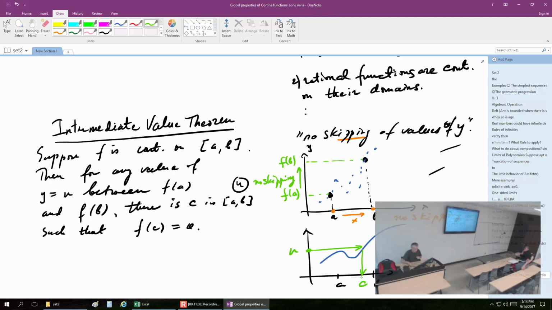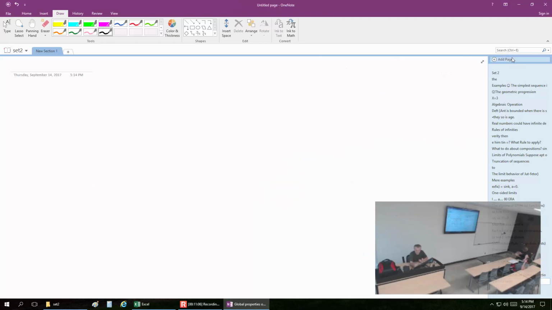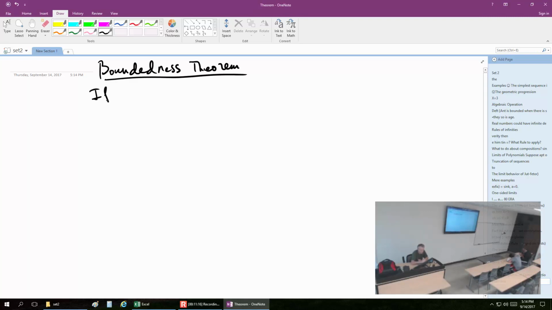In the meantime, there are two more theorems about continuous functions. Boundedness theorem. This one is simple. If f is continuous on the interval [a, b], then f is bounded.